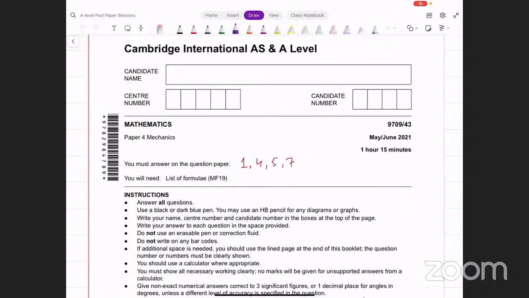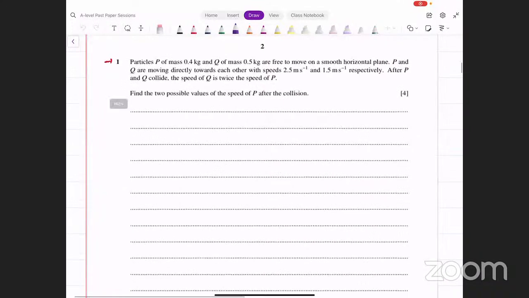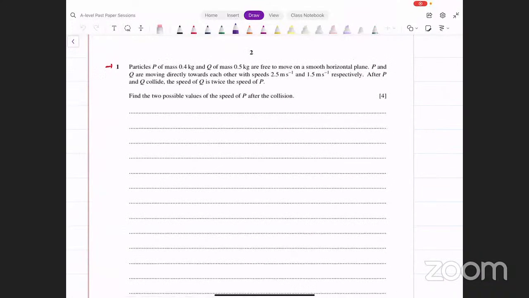Okay, इससे हमने ये 4 questions करने हैं. Questions 1, 4, 5, and 7. These are the 4 questions that we're going to do from this paper now. All right. Let's start from this one. A particle P of mass 0.4 kilograms and Q of mass 0.5 kilograms are free to move on a smooth horizontal plane. Okay, so P has this mass, Q has this mass.